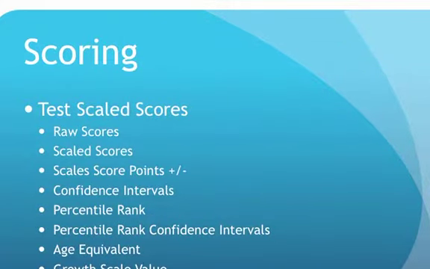Here are the test scaled scores that you can get when evaluating and interpreting the client's language abilities. We do gather a raw score and then get a scaled score from the raw score. And then from those scores, we can get a confidence interval, percentile rank, age equivalence, and growth scale value.